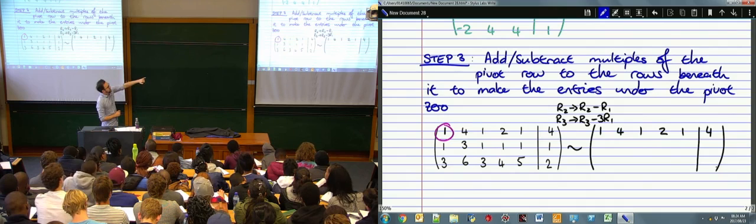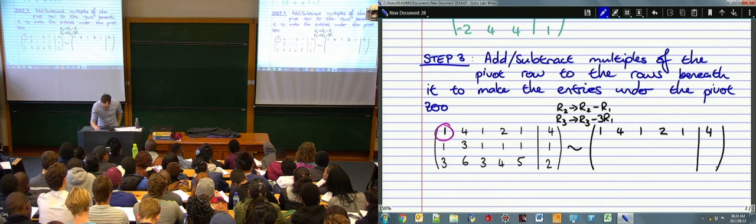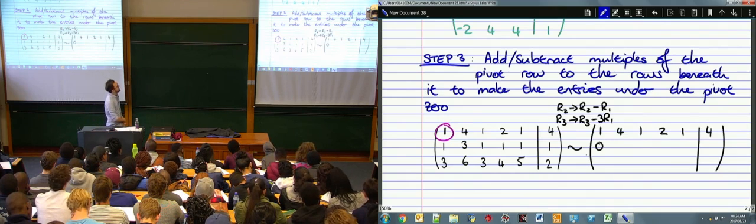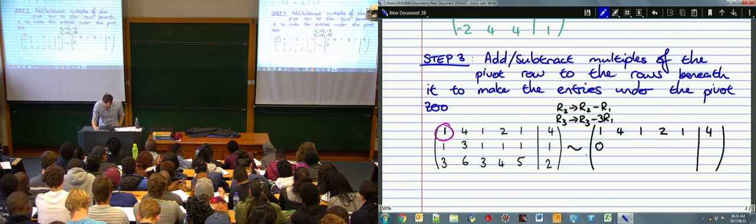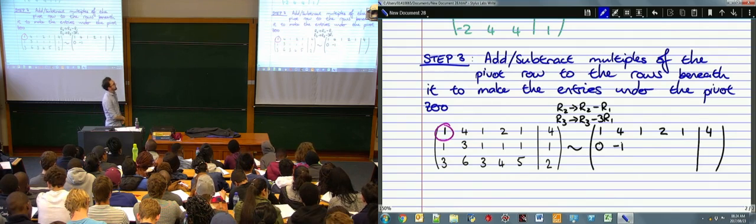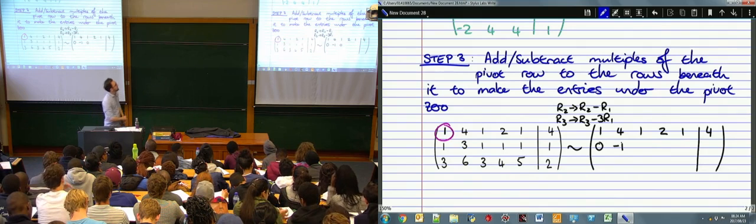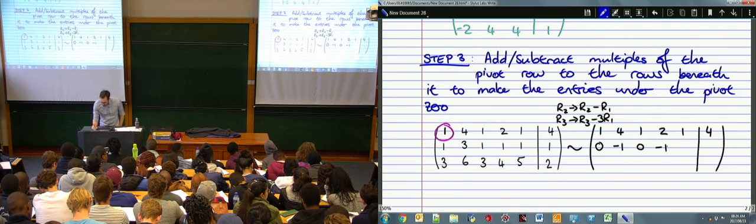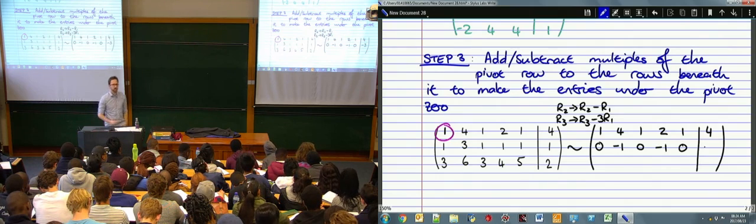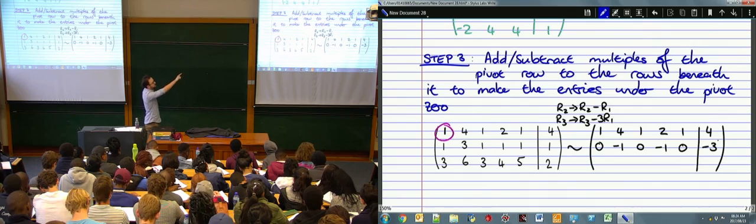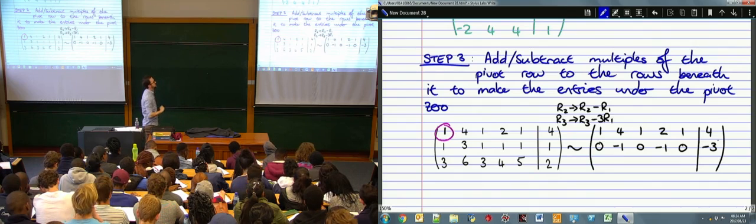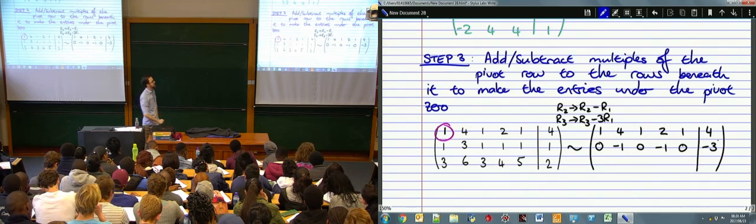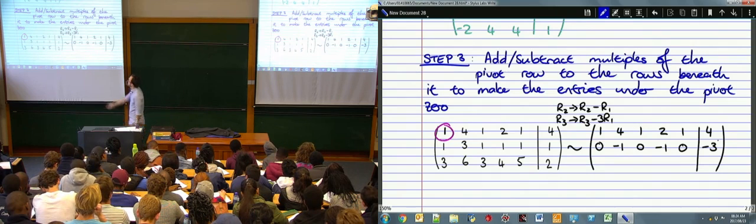Then the next row: the first entry is 1 minus 1, which is 0. 3 minus 4 is minus 1. 1 minus 1 is 0. 1 minus 2 is minus 1. 1 minus 1 is 0. And 1 minus 4 is minus 3. So row 2 is replaced with row 2 minus row 1. And now row 3 we replace with row 3 minus 3 times row 1.